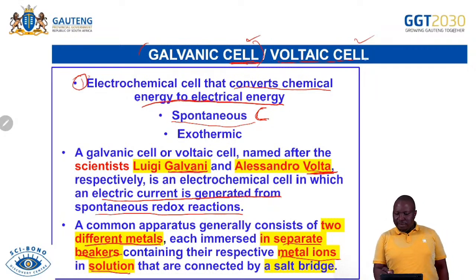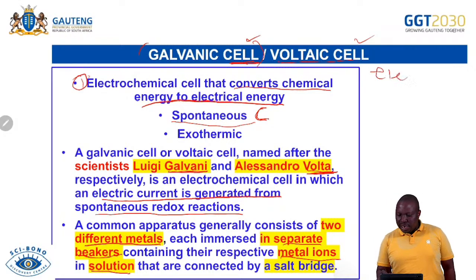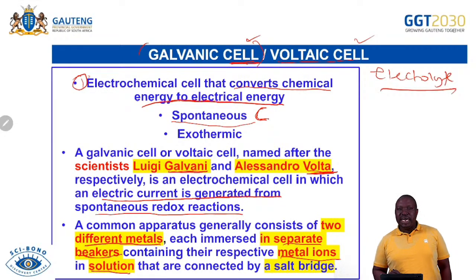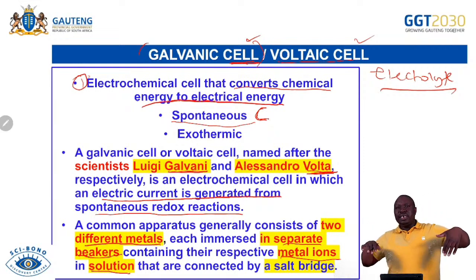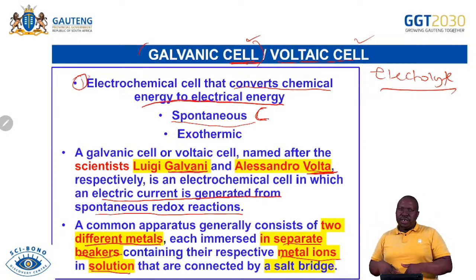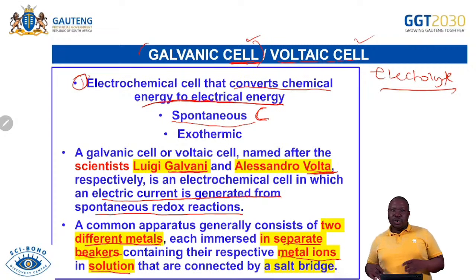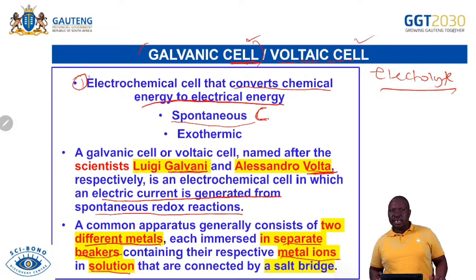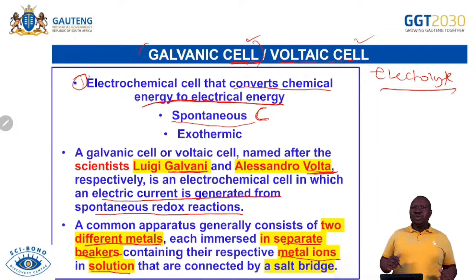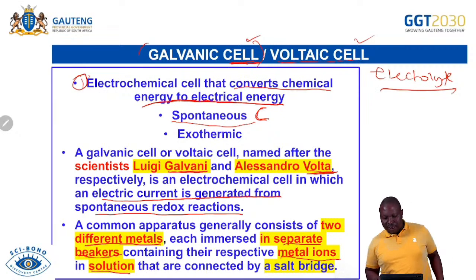It will be here in my notes, but I felt it's important that I emphasize that, because we are going to have metals. These metals must be inside an electrolyte. What is an electrolyte? It's a solution that conducts electricity. Because remember, we want to be able to convert the chemical energy to electrical energy, so we need a solution that will help us in that process. That solution is referred to as an electrolyte, which is a solution that conducts electricity. I hope that will help you.